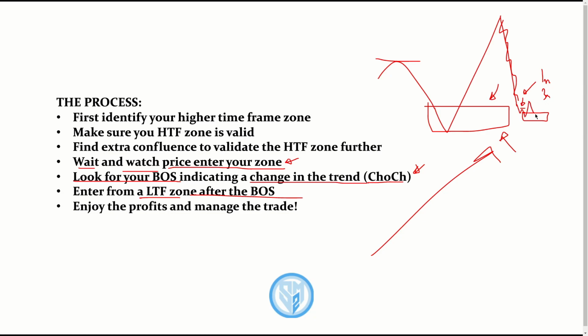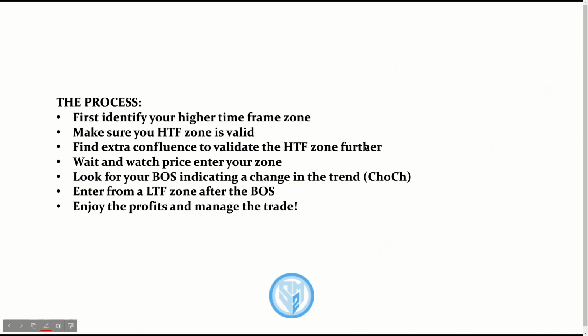And this is where I'll be entering from, and then whatever happens, you can manage the trade from there. The key thing that I want you guys to understand is you're waiting for that break of structure, that change of character, so your lower time frame zones are validated, right? They are valid because of that change of character and that break of structure. If you just follow all of these steps, you'll be doing the lower time frame zone strategy as well as me, right? So there you go. That is the process to identifying and using the lower time frame confirmation zone strategy.